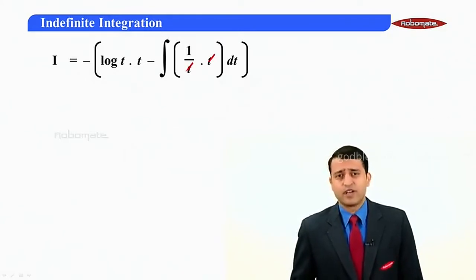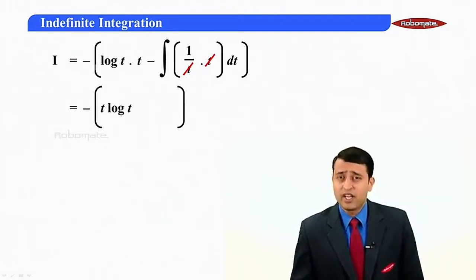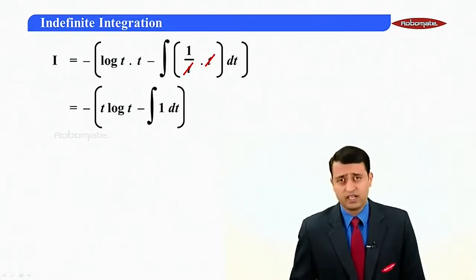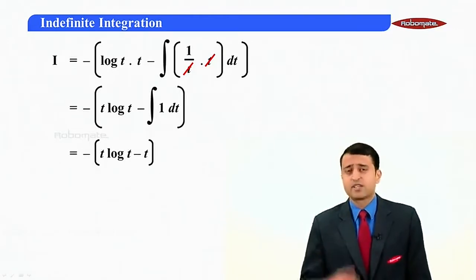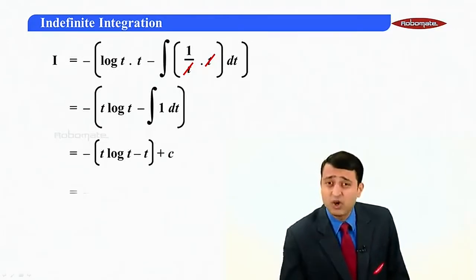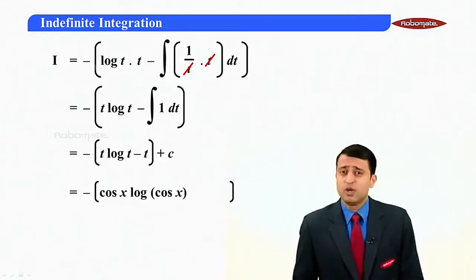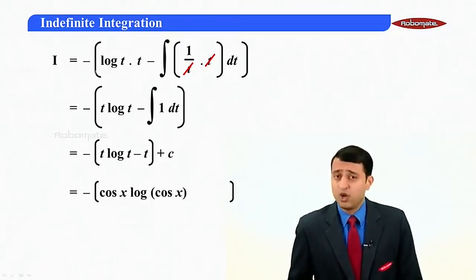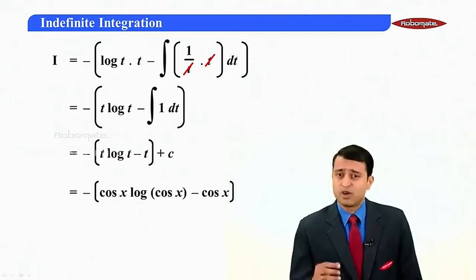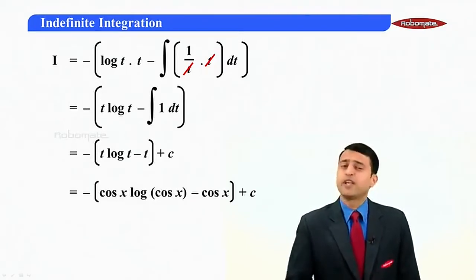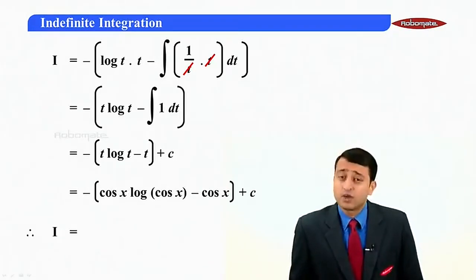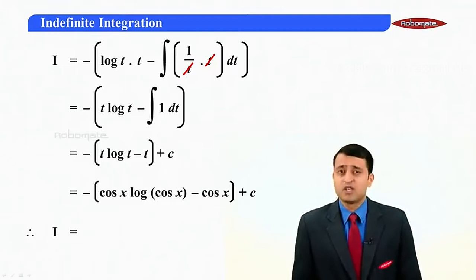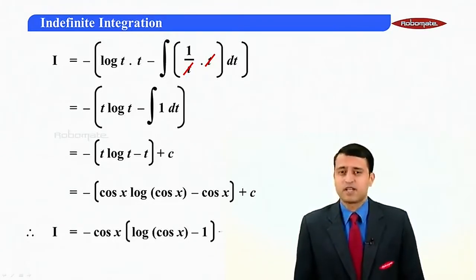Now my dear students, you very well know that t will cancel out here. So we'll have a minus outside, t log t minus of integral 1 dt. Now further if I go, I will have integral 1 as t. So now you can very well observe there is a t common. So it is equal to minus of cos x log of cos x minus of cos x plus c. What we are doing is resubstituting the value of t, and in the next step I will take that cos x common. So we will get minus cos x into log of cos x minus 1 plus c.